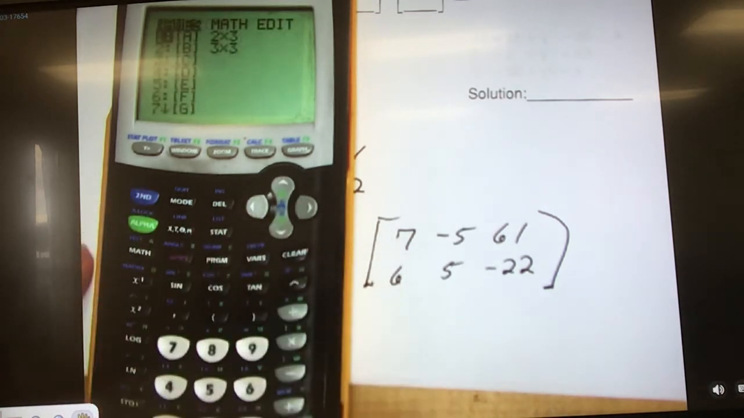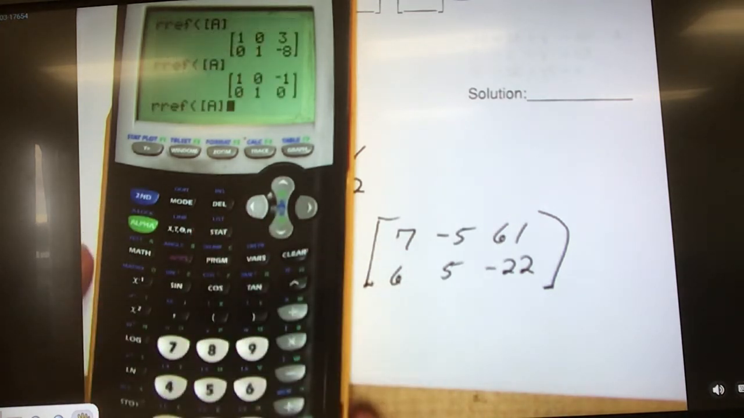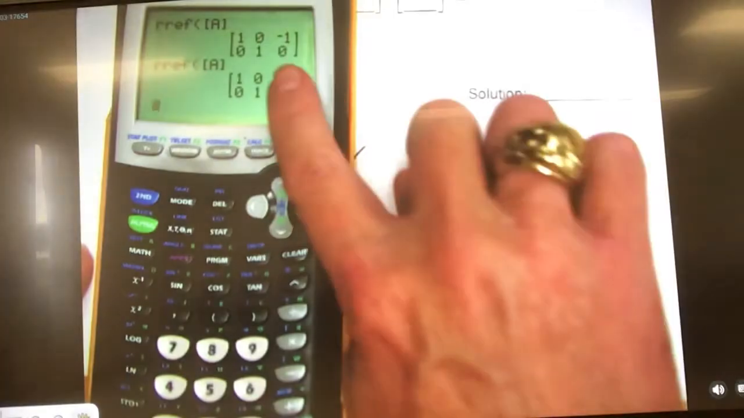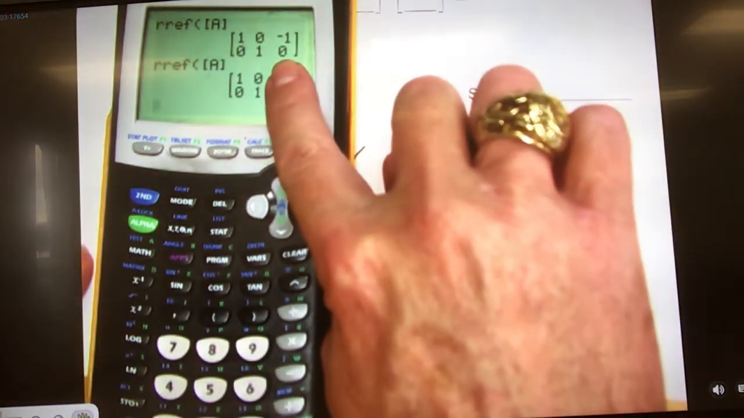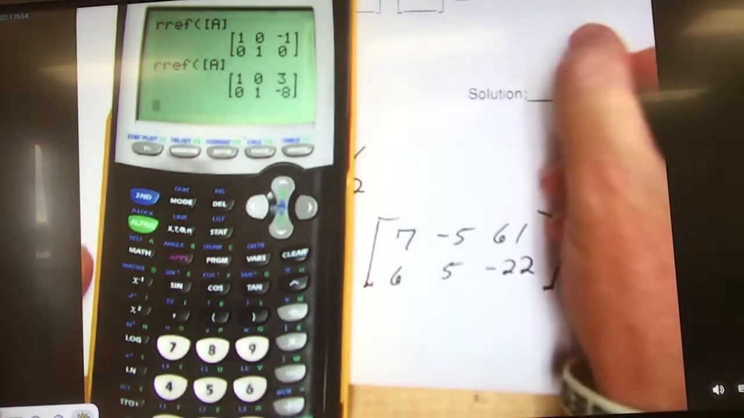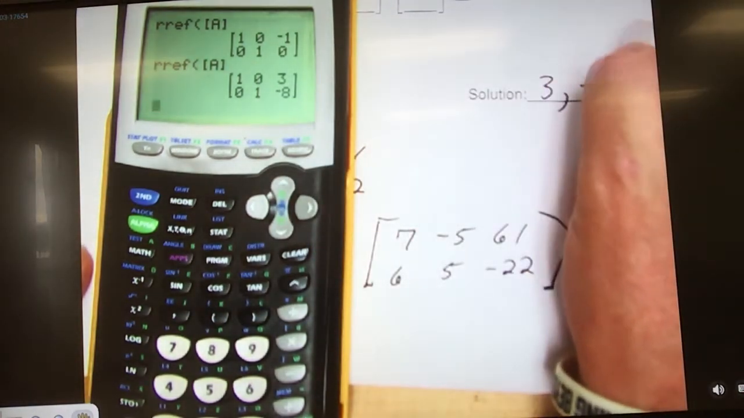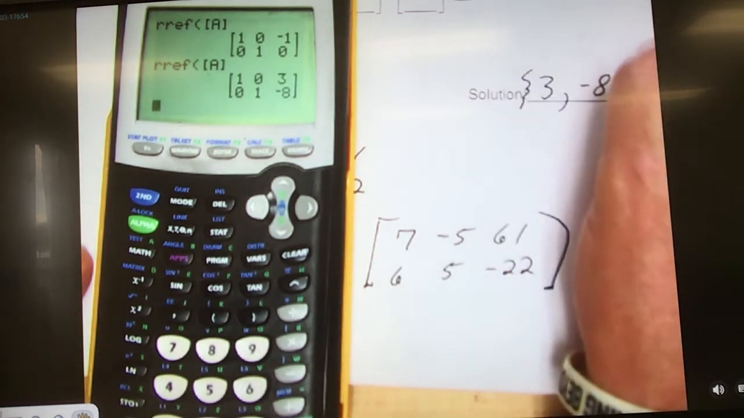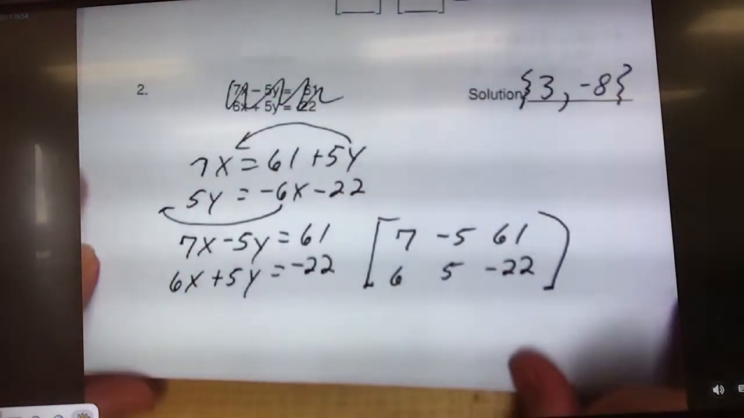Second matrix, I put them in A, so I'm choosing number 1, A. Hit enter. Sure enough, if I cover up the two ends, there's those diagonal ones, the rest is zeros. So my x value is 3, my y value is -8. So there's my solution set for that one.